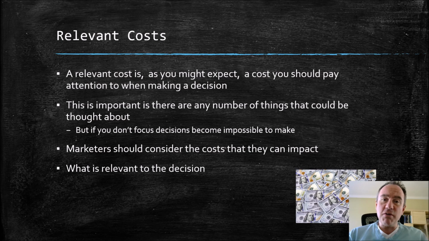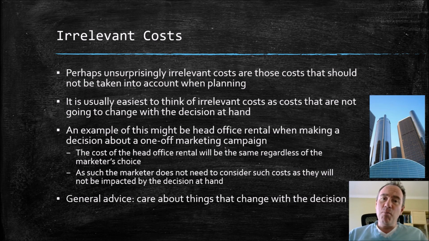So let's think, what's a relevant cost? Well, a relevant cost is pretty much what you might think it is. It's something that matters to the decision at hand. One of the problems with decision making is any number of things you could be thinking about. There's any number of things going on in the world. Some of them seem obviously not related, but sometimes it's not as obvious what's related and what isn't. So you need to decide what's relevant to the decision. And essentially, for a marketer, this is often: what can you impact? So one of the easiest things to do is think, well, what can't you impact?